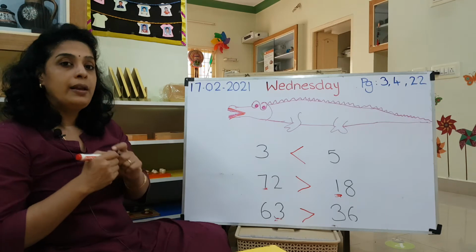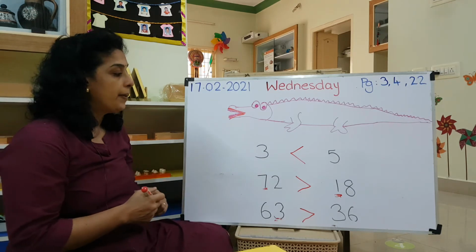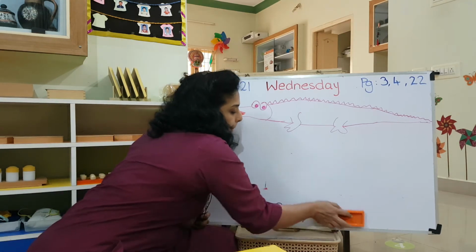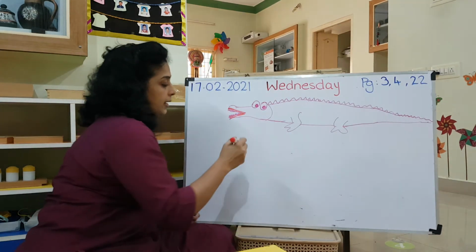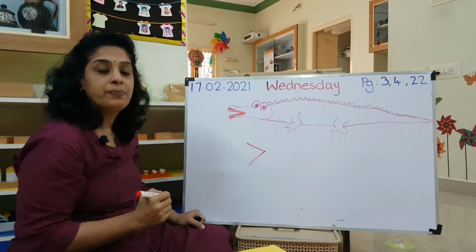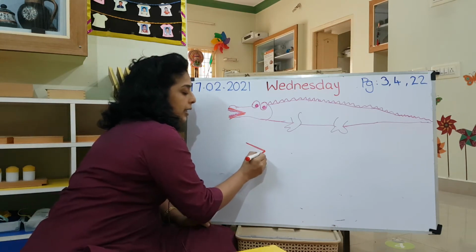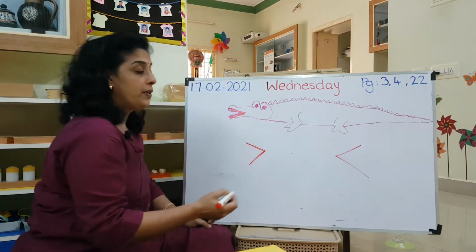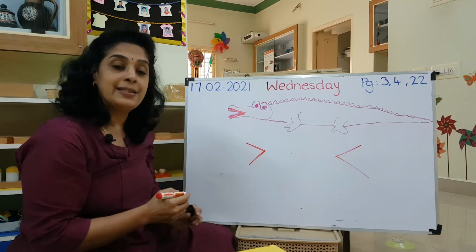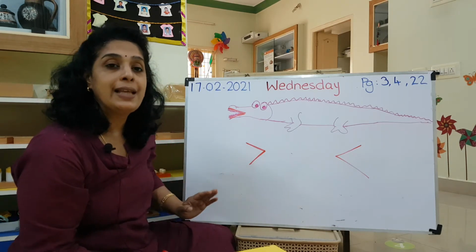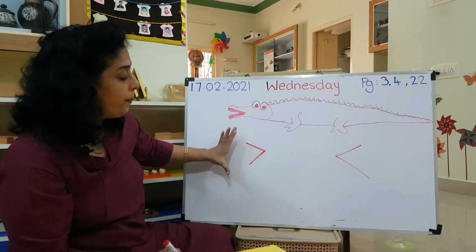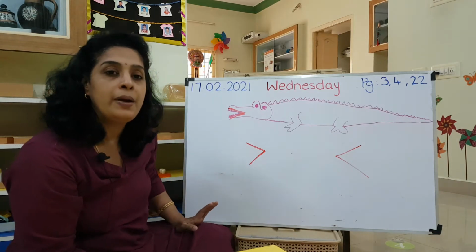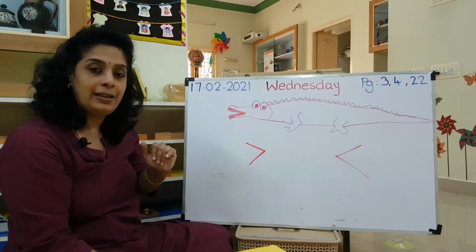Now let me just tell you how you say this number. Whenever you write a symbol like this, it's called greater than. And this symbol, the other way of writing, is called lesser than. This side, if it's opened up, means it is called greater than. That side, if it is opened up, means you say it is lesser than.